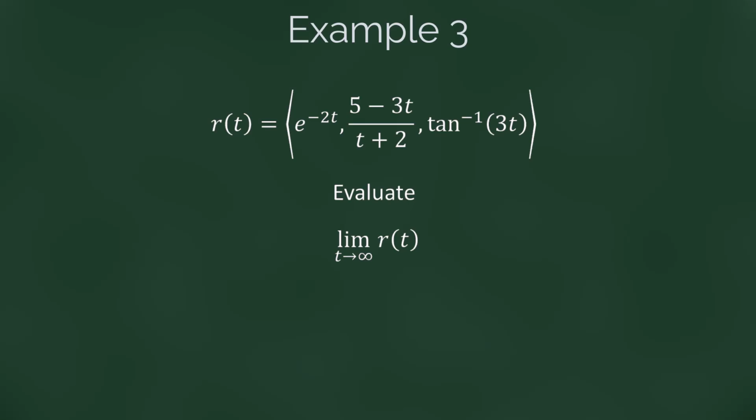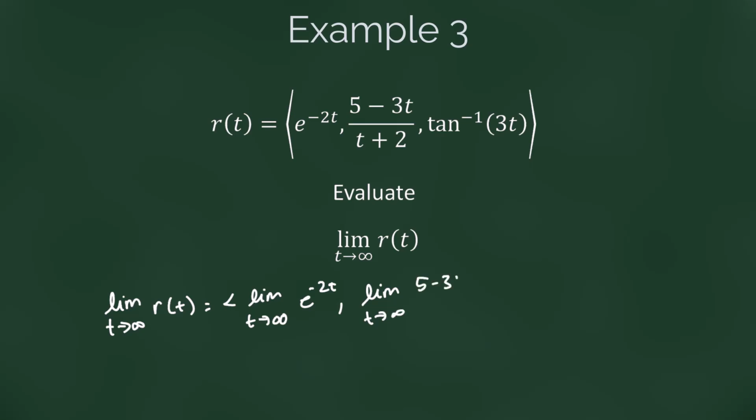Let's look now at the limit as t goes to infinity of a vector-valued function. We have the vector-valued function e to the negative 2t, 5 minus 3t over t plus 2, and the inverse tangent of 3t. So we again know that the limit as t goes to infinity of r of t is going to be the vector composed of the limit as t goes to infinity of e to the negative 2t, the limit as t goes to infinity of 5 minus 3t over t plus 2, and the limit as t goes to infinity of the inverse tangent of 3t.